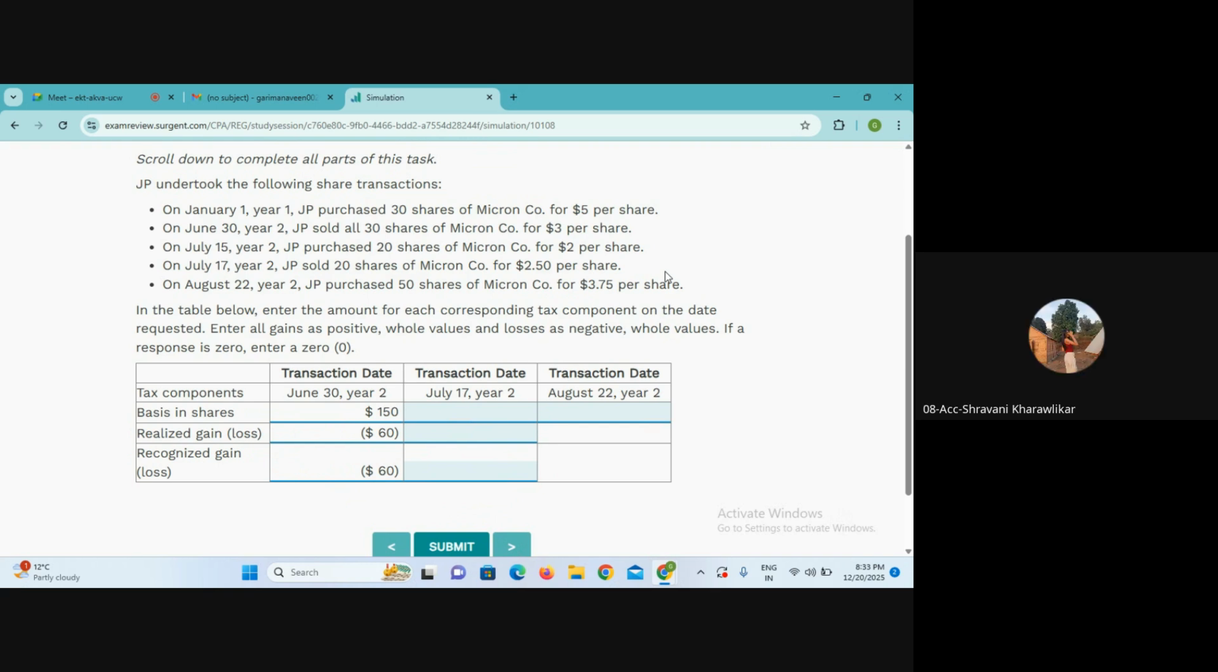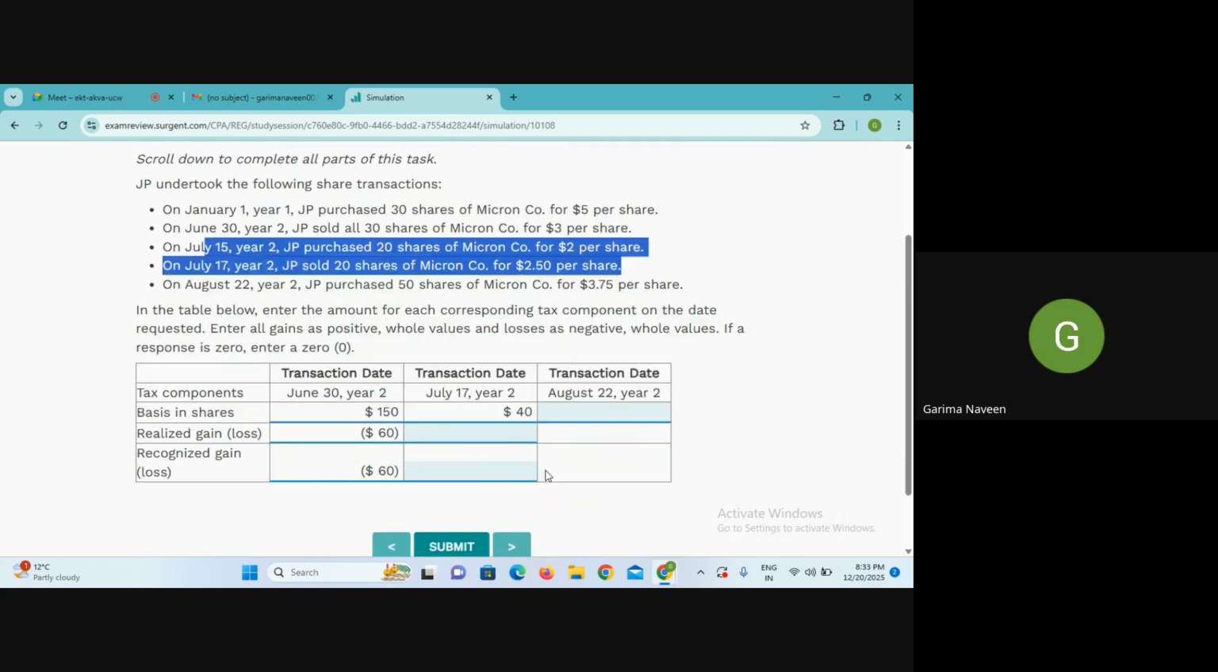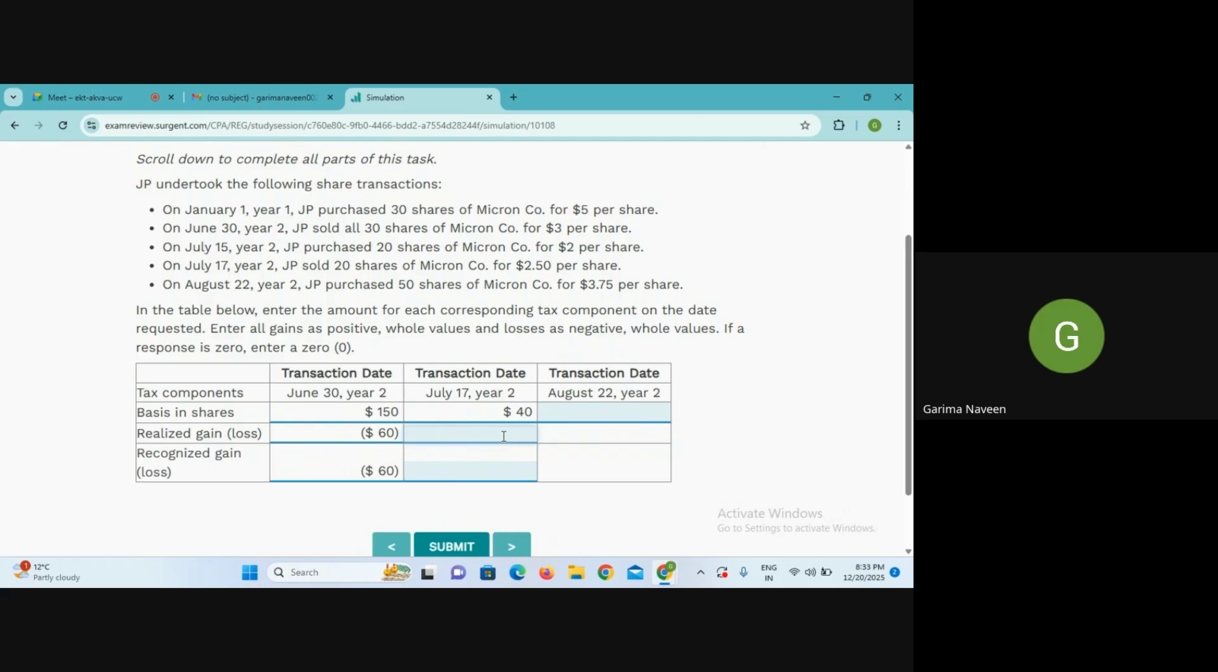Ma'am, basis of share would be 20 into 2. Okay, $40. So what should be the realized gain and losses? It is also a case of wash sale, but here you're purchasing for 2 but selling for 2.50. That means there is a gain. So gain can be recognized.